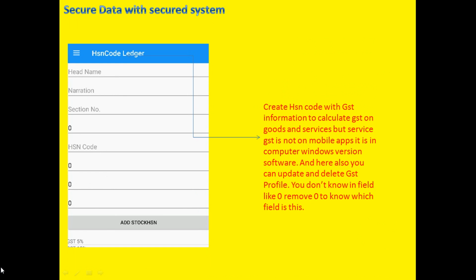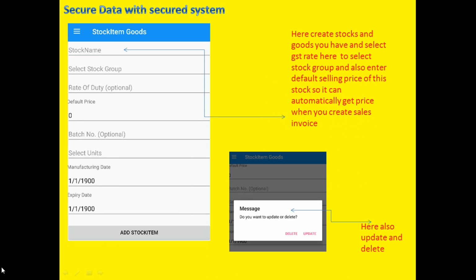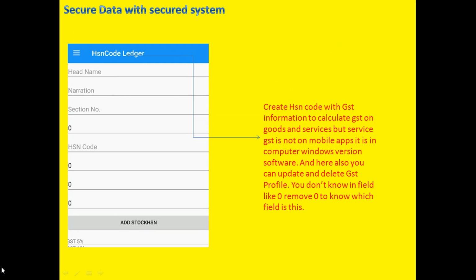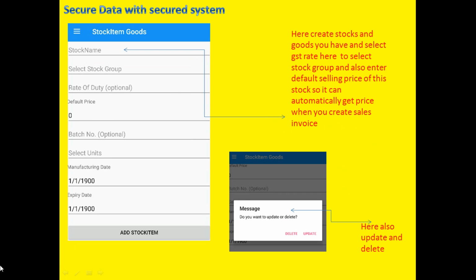Here create the stocks and goods you have, and select the GST rate here to select the stock group, and also enter the default selling price of this stock, so it can automatically get the price when you create a sales invoice. Here you can also update and delete.